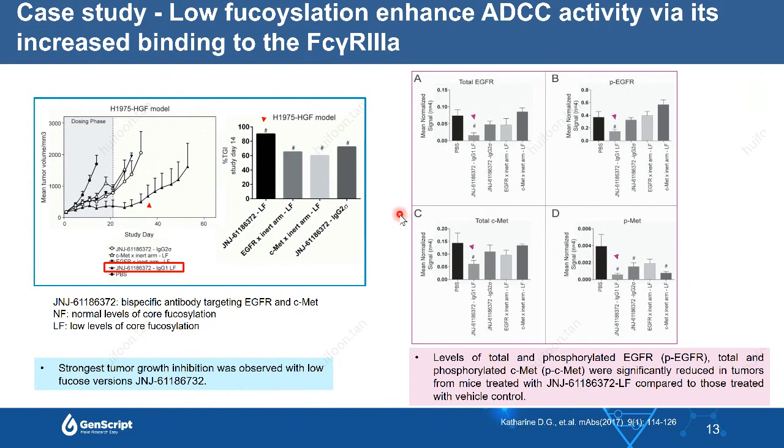Lastly, 24 hours following the second dose of the low fucosylated bispecific antibody, the non-small cell lung cancer tumors were harvested, and pharmacodynamic effects were assessed by Western blotting. Levels of total and phosphorylated EGFR and total and phosphorylated cMET were significantly reduced in the tumors from mice treated with the low fucosylated bispecific antibody compared to those treated with the vehicle control. In conclusion, through an antibody optimization strategy to modify the Fc effector of the targeted antibody to a low fucosylated form, ADCC activity is enhanced via its increased binding to the Fc gamma receptor 3A.